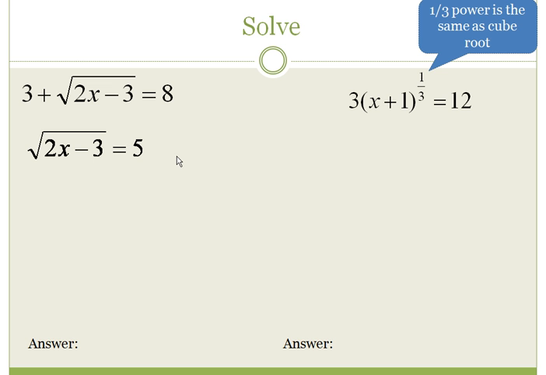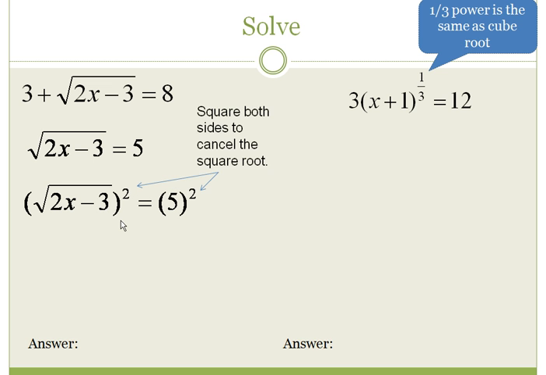And here's the new step for Unit 4. We square both sides. So this entire side is squared. And the square root and the square are inverses, so they cancel each other out. And then you're left with 25 on the right side. Add 3, divide by 2, you get your 14.